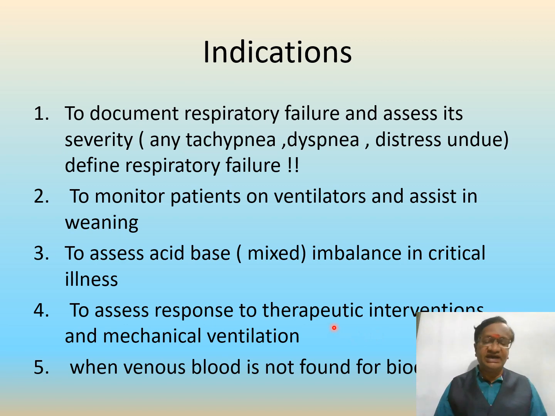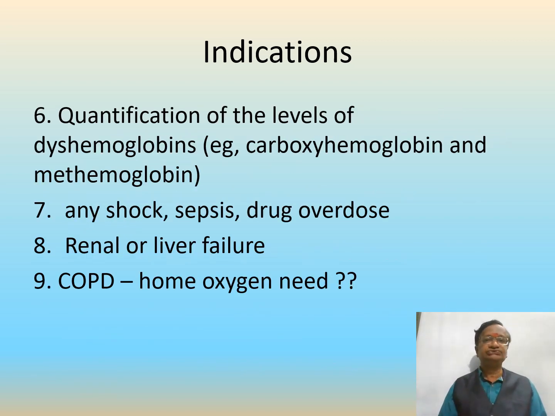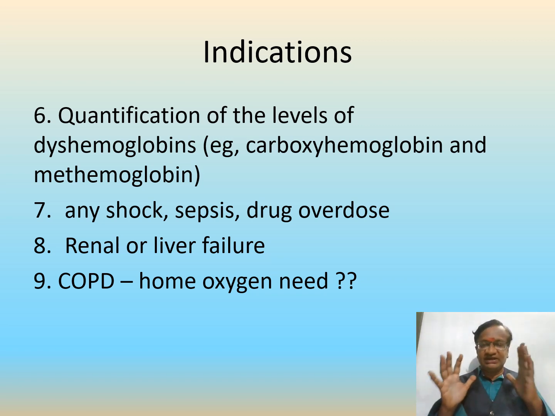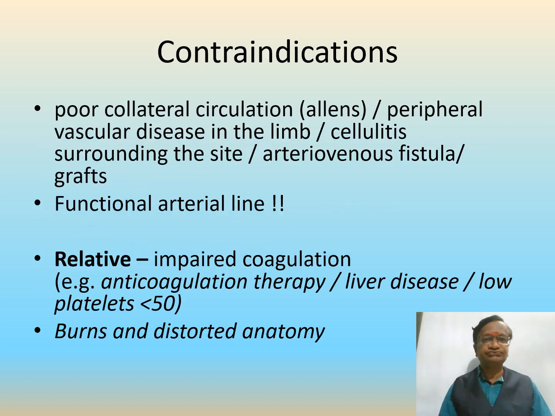To assess therapeutic interventions. Sometimes venous blood cannot be found, so take an ABG and find out urea and creatinine. Quantification of the levels of hemoglobins. Any shock, sepsis, drug overdose, liver or renal failure, COPD, when there is a home oxygen need. For example, previously they used to say oxygen less than 55, carbon dioxide more than 55, then think of treatment. These are all the indications.